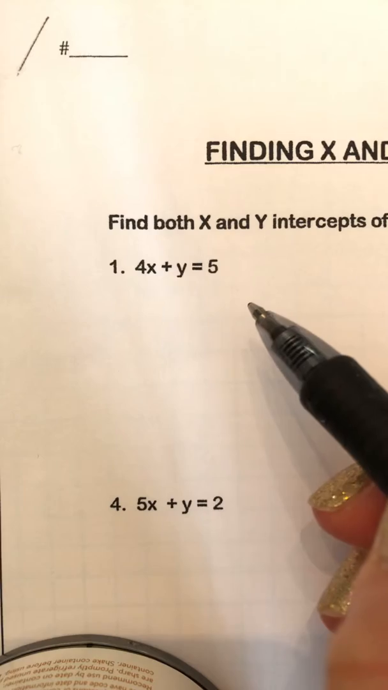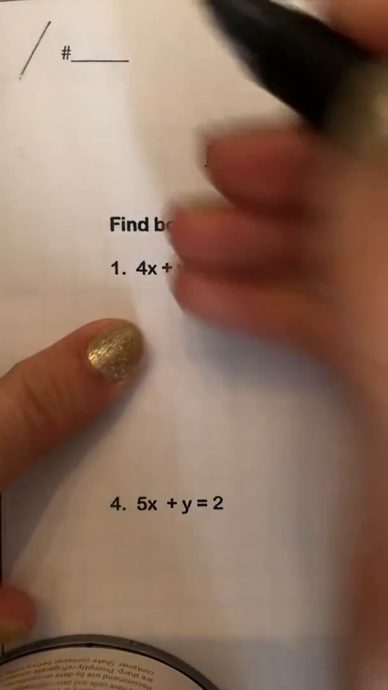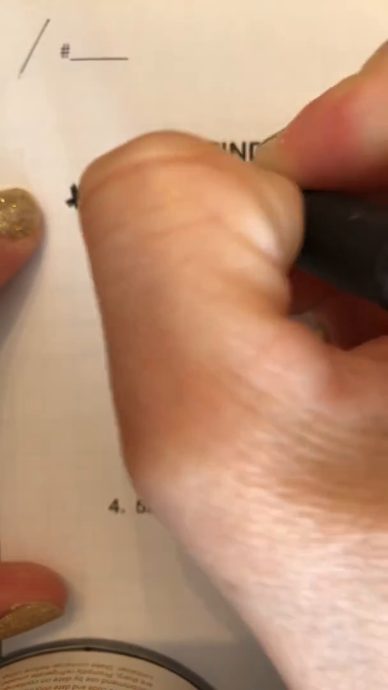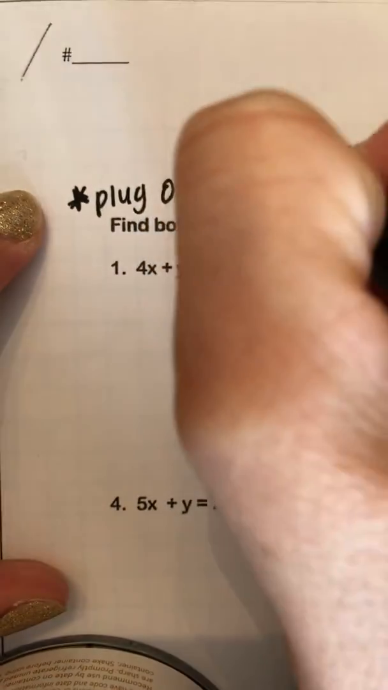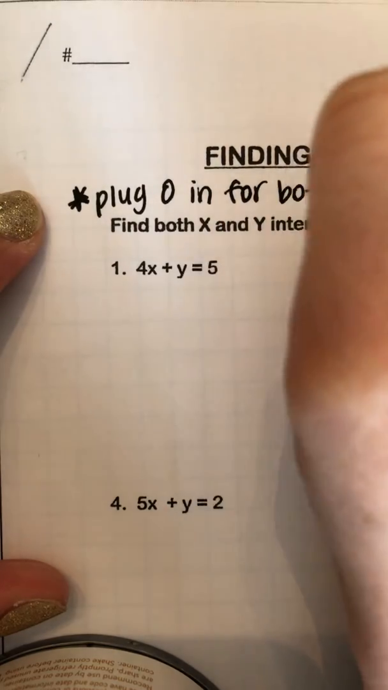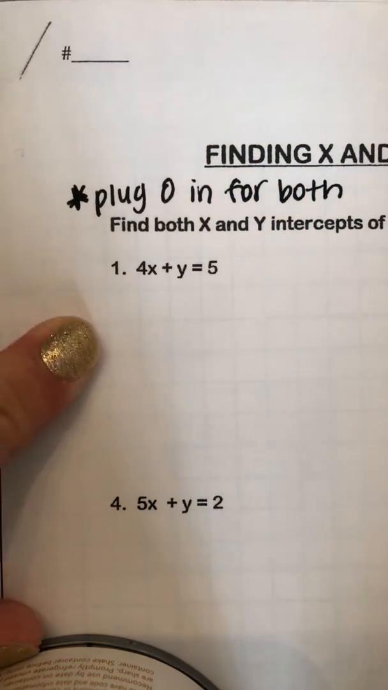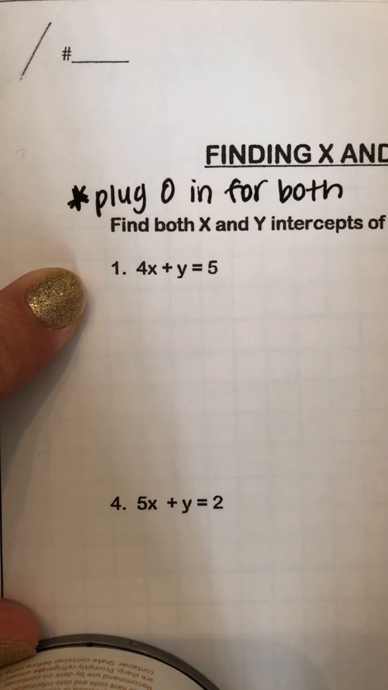In order to find the X and Y intercept, you're going to plug 0 in for both. So if you want to write that at the top of your paper, plug 0 in for both, okay? And you're going to have to do it two different ways because you're going to have to figure out what the x-intercept is and the y-intercept is.